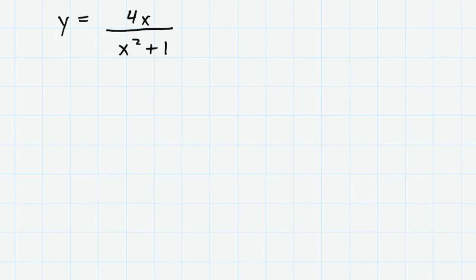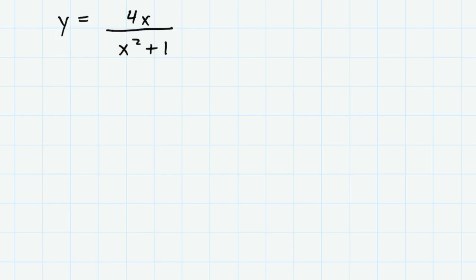All right, what we're going to do in these next couple examples is try and find everything we can without going to Desmos. And then once we've found everything we possibly can, I'll use Desmos to sketch it in. So this is y equals 4x over x squared plus 1.